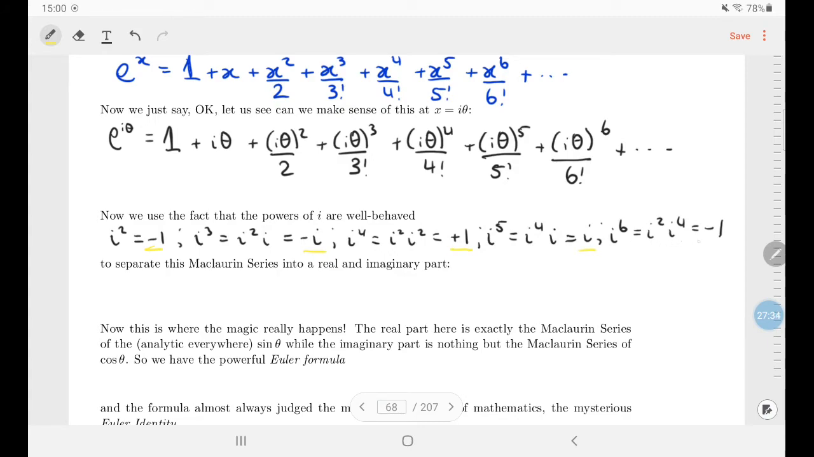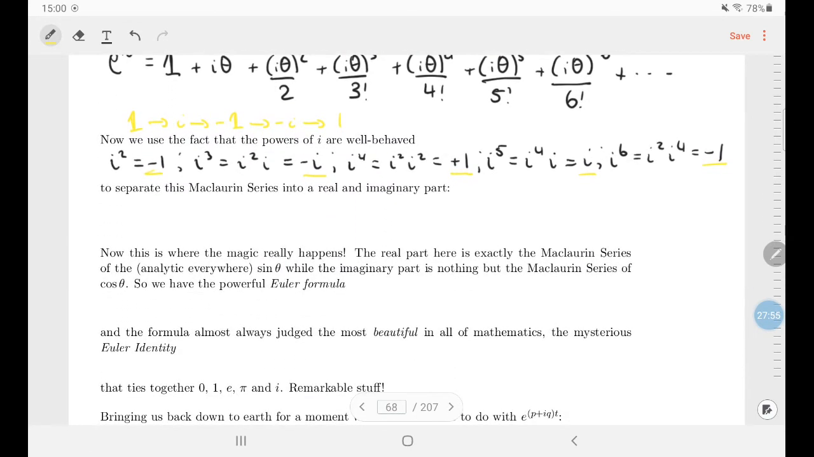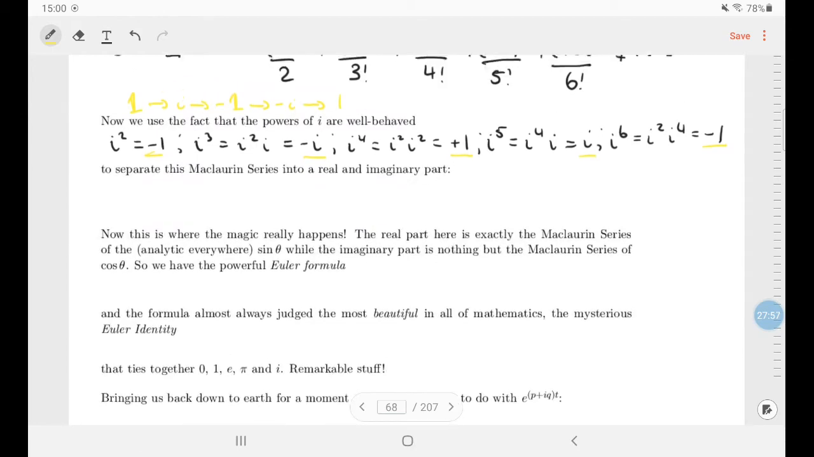I, minus 1, minus I, 1. So just the pattern is going to be 1 to I to minus 1 to minus I back to 1. And you can actually draw a picture of that. But I won't do that because this isn't a class about complex numbers.